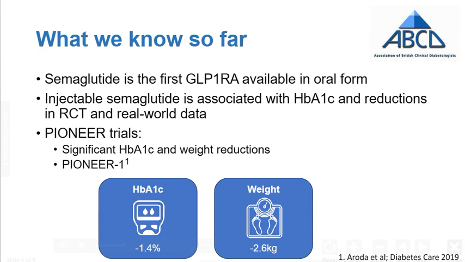Just to recap on what we know so far about oral semaglutide, you will all be aware that semaglutide is the first GLP-1 receptor agonist available in an oral form. We already know from both randomised control trial and real-world data that both injectable semaglutide and oral semaglutide are associated with HbA1c and weight reductions. If we just think about the Pioneer trials, which were the randomised control trials for oral semaglutide, these showed significant HbA1c and weight reductions, with a HbA1c reduction of 1.4% and weight reductions of 2.6 kilograms.